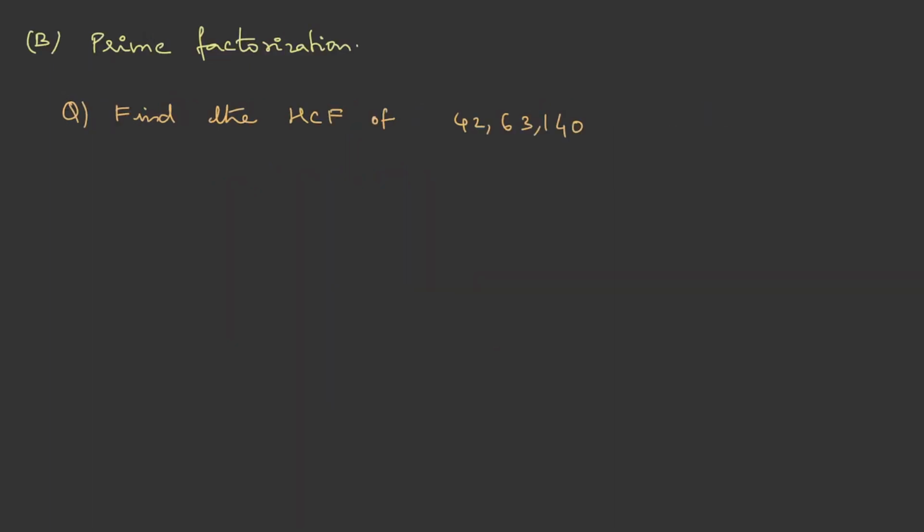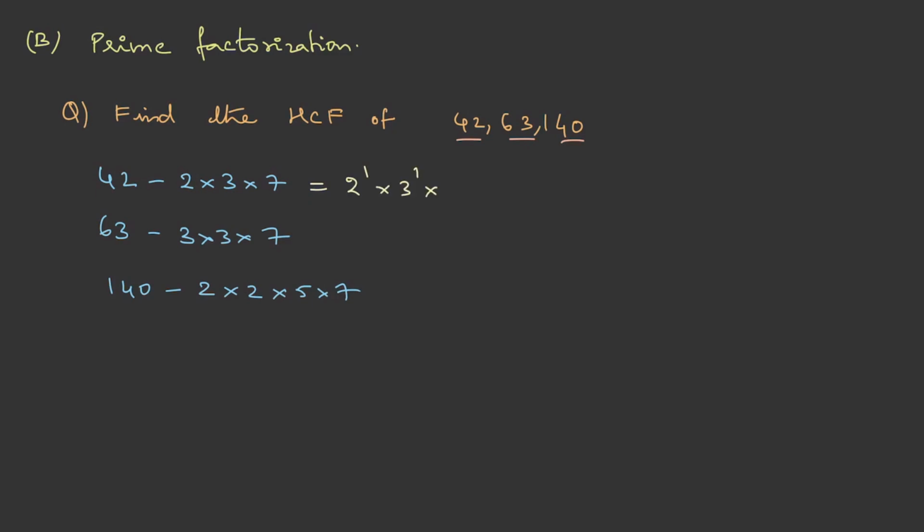That's the division method. The second one is prime factorization. In this, let's factorize these three numbers. 42 is 2 into 3 into 7. 63 is 3 into 3 into 7. 140 is 2 into 2 into 5 into 7. So the first I can write as 2 power 1 into 3 power 1 into 7 power 1, and anything left out, 5 is not there, so I can write 5 power 0. In the second, 2 is not there, therefore 2 power 0, 3 square, 7 power 1, 5 power 0. In the third, 2 square, 3 power 0, 5 power 1, 7 power 1.